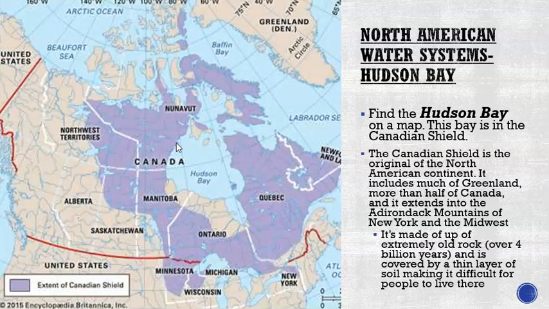It's made up of extremely old rock, over 4 billion years old, and is covered by a thin layer of soil, making it difficult for people to live here and also difficult for agriculture.